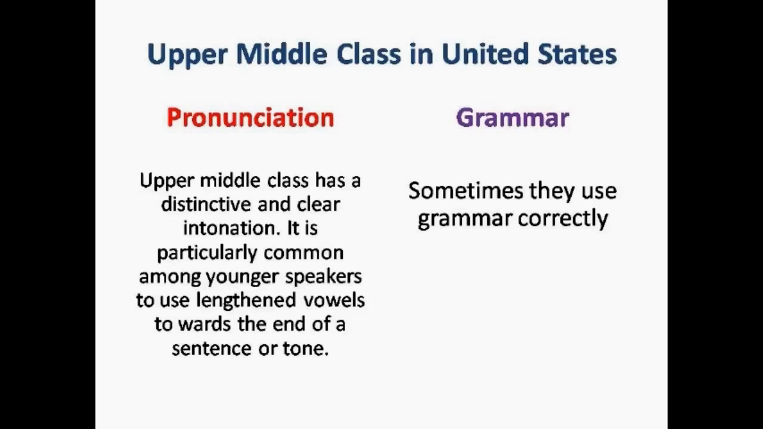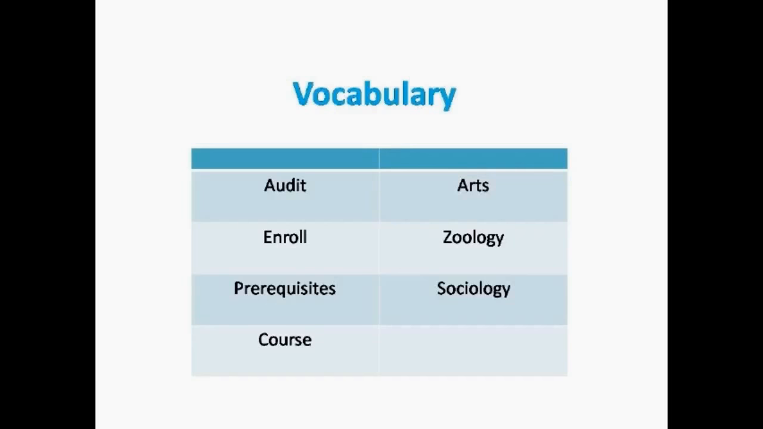And the second is grammar. Sometimes they use grammar correctly because they use standard American grammar in daily activity. And the third is vocabulary. They rarely use vocabulary because only they know what they say in the topic, such as audit, enroll, prerequisites, course, art, zoology, and sociology.